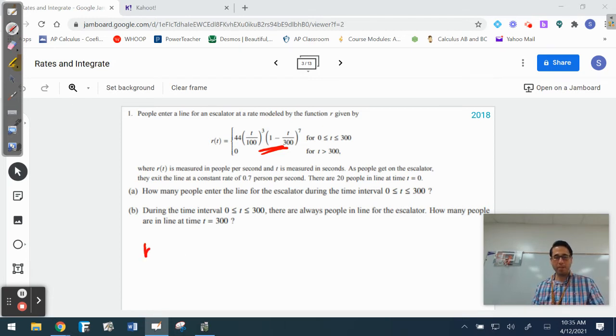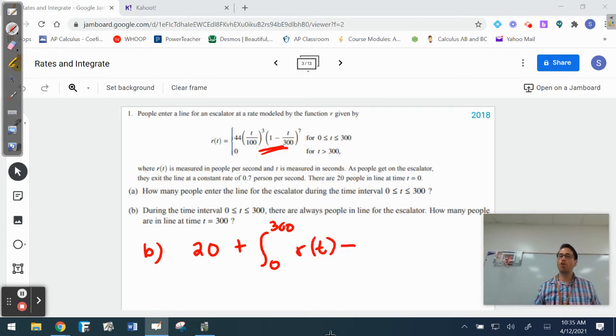On to part B. Part B says during the time interval from 0 to 300, there are always people in line for the escalator. How many people are in line at time 300? Whoa. Now I have to account for everything. I've got to account for the people that were in line to start, plus the total amount of people getting in line, but there's people getting off too. So I've got to set something up for the first 300 seconds that stands for the total amount, which means the integral, the antiderivative of a rate, from 0 to 300 of the rate of people getting in line minus the rate of people leaving.